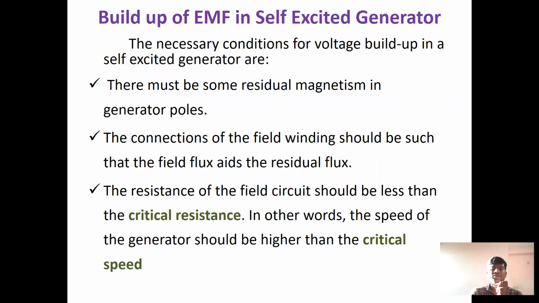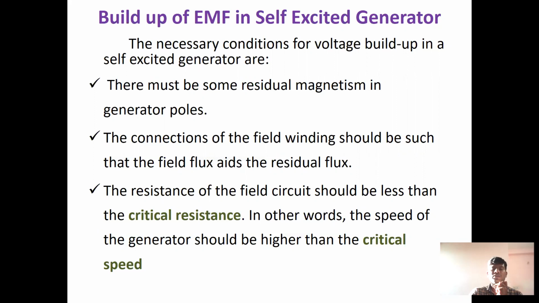A self-excited generator means the armature winding can excite the field winding. So that is a self-excitation process. These self-excited generators are classified into three types: shunt generators, series generators and compound generators. In all these generators, to build the EMF, they require some conditions. So what are the conditions required to develop the EMF in the self-excited generators?